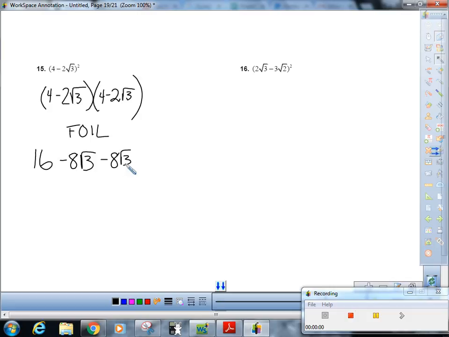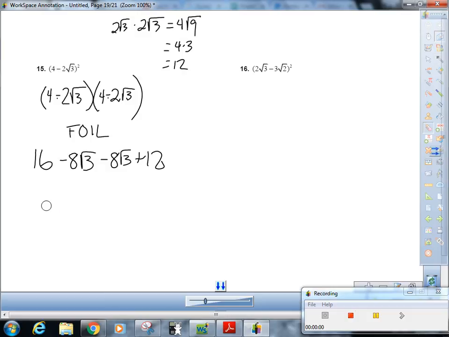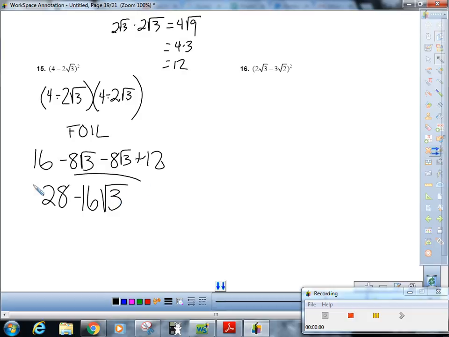And finally, last, 2 radical 3 times 2 radical 3 is 4 radical 9, which is 4 times 3, which is 12. So it's a positive 12 because you got a negative times a negative. All right, so we will write 12 plus 16 is 28. Negative 8 radical 3 and a negative 8 radical 3 combine to be a negative 16 radical 3. Not easy.